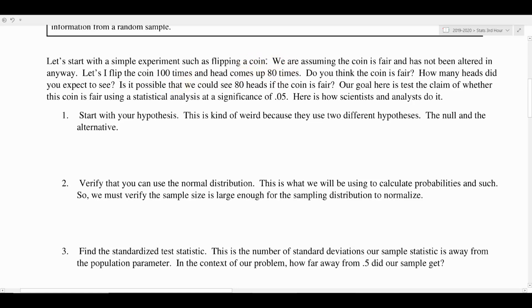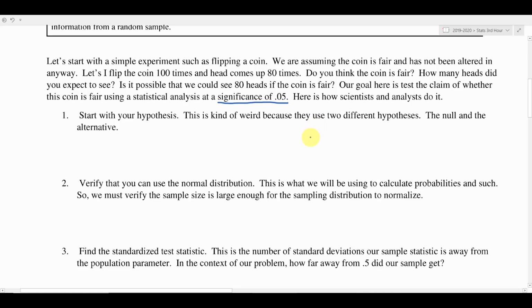There is always the possibility that we could get 80, but what is that actual probability? That's what we use to determine whether or not this coin is going to be fair. So we're going to test the claim that the coin is fair using a statistical analysis, and you'll see this little piece of language here, at a significance of 0.05, and I'll talk about what that means in just a minute.